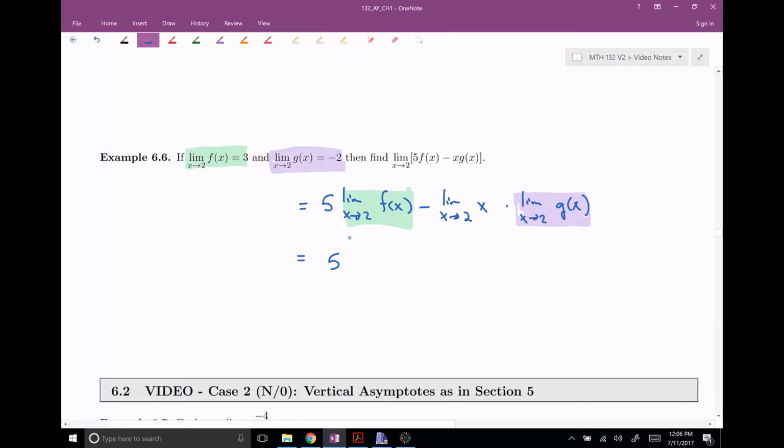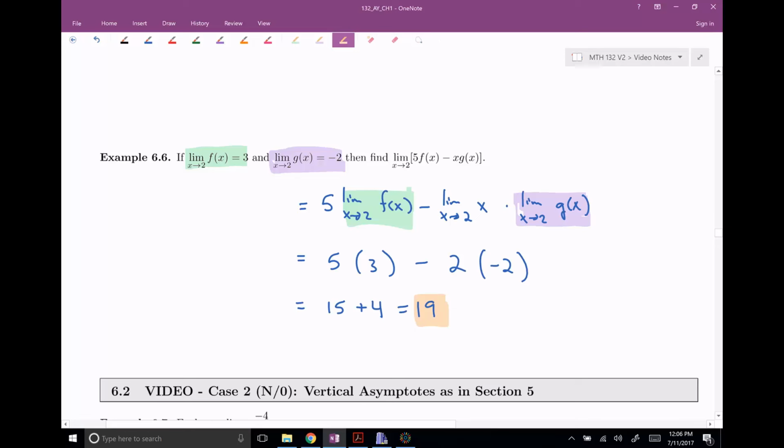So 5, and the limit as x approaches 2 of f of x is 3. Oh, I missed one: the limit as x approaches 2 of x. Well, that was the property. We could basically just think of this as the direct substitution property: plug in a 2 everywhere you see an x. Perfect. And then likewise for g, the limit here evaluates out to -2. So I have 15 plus 4 equals 19. And that's my final answer.